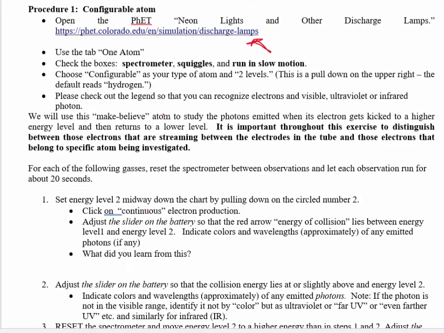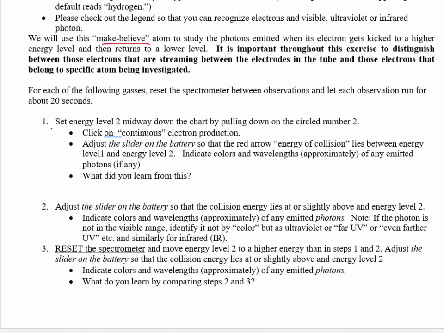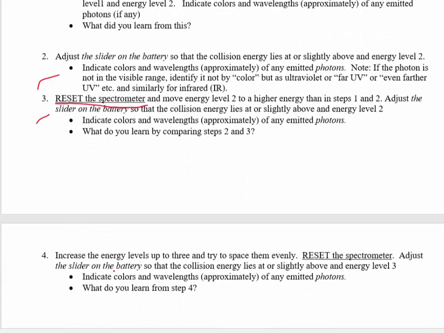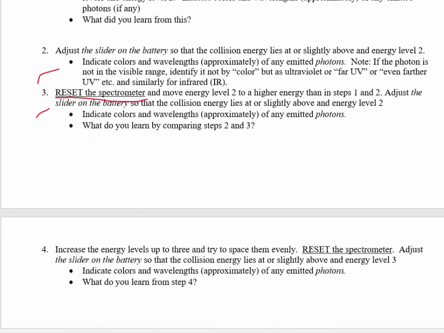So what we're going to do is we're first going to take a look at a hypothetical atom, and we're going to mess around with the energy levels for the first couple of steps. Please do make sure you reset the spectrometer as we go between steps 1, 2, 3, as well as 4, because I don't want you to contaminate these steps as we mess around with the energy levels here.